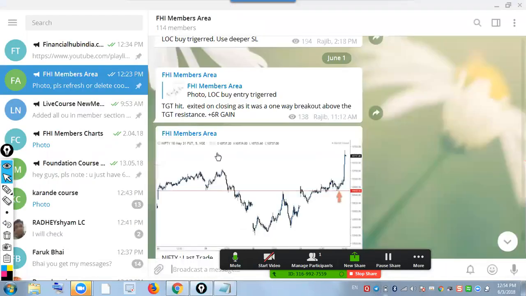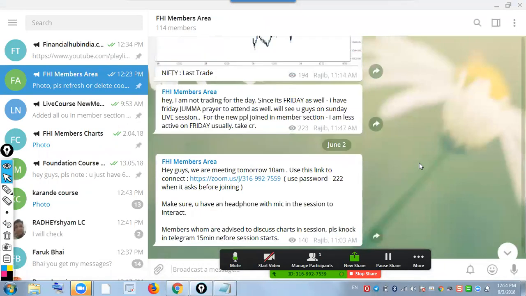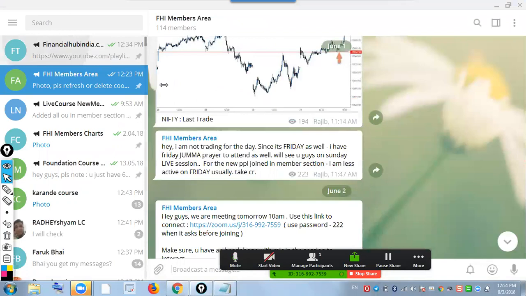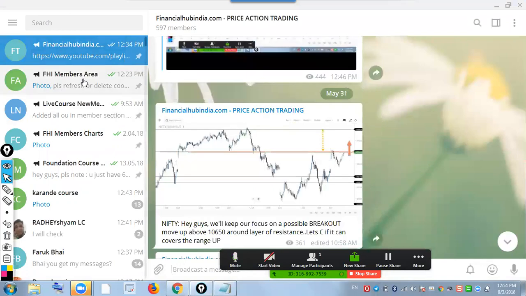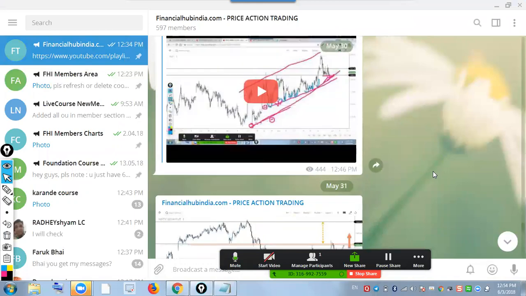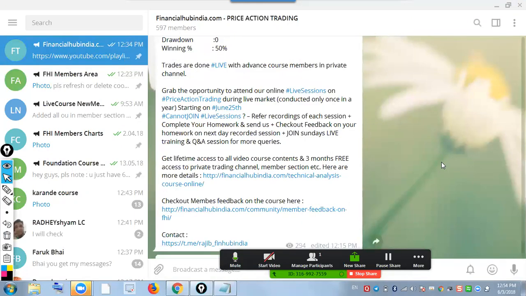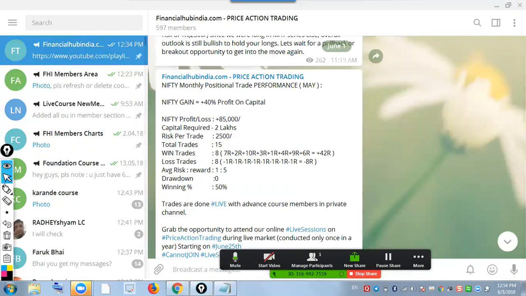Before that, I want to share our performance sheet here. This is the performance sheet we have for the current month. For the current month, we're at a 40% gain. I think the last 3 to 4 trades I have already shared on YouTube, so you can go through the last 3 to 4 trades out of all these trades.